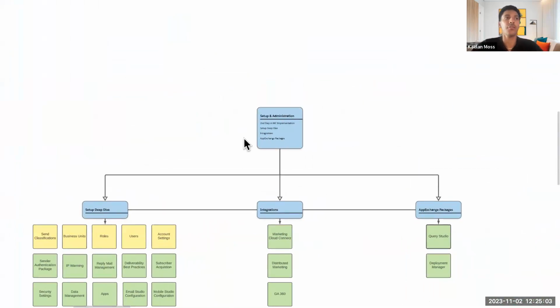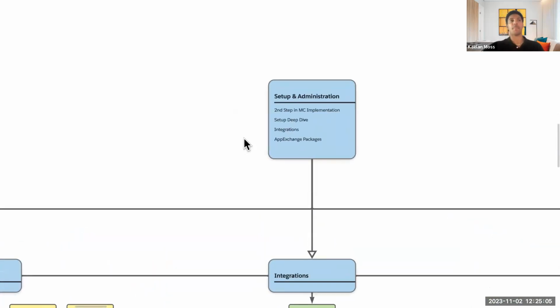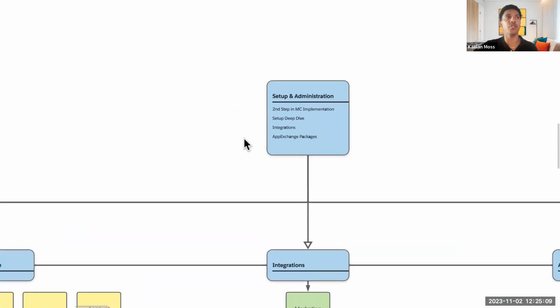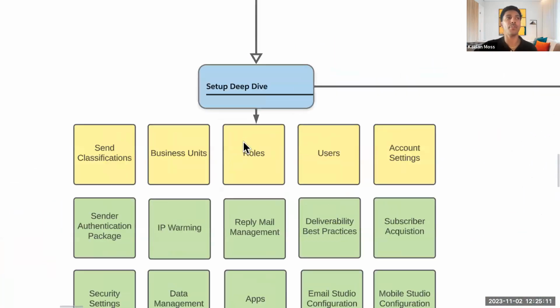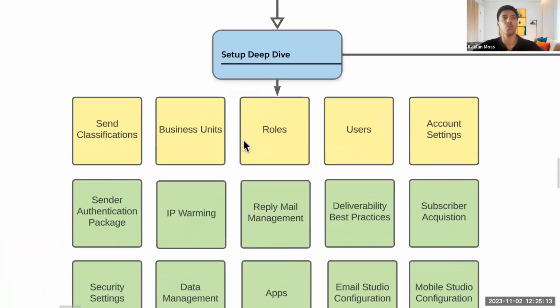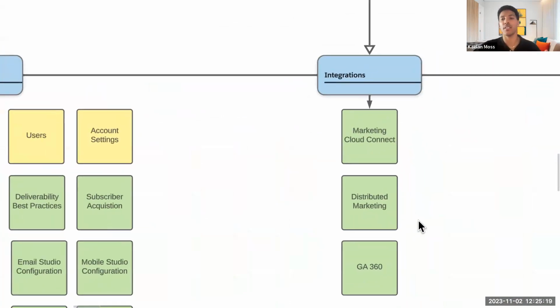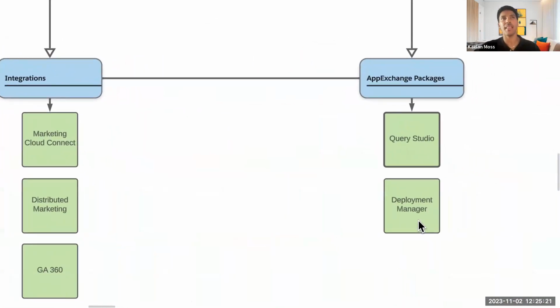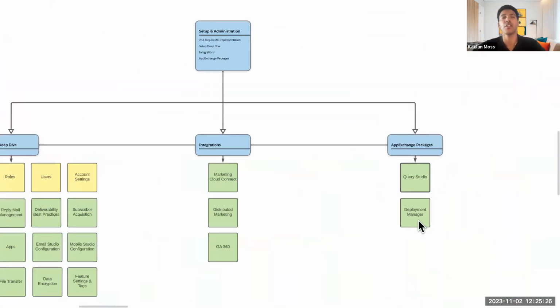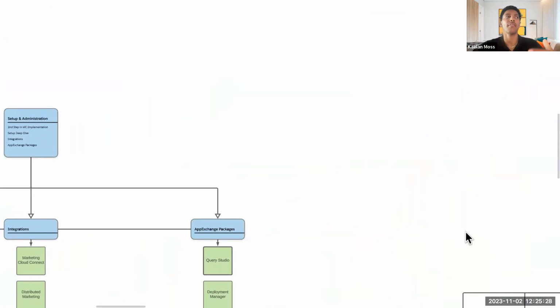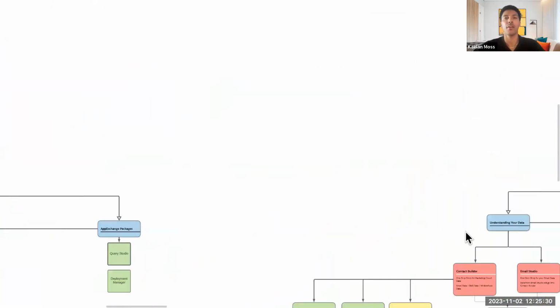So where the technical features of Marketing Cloud start is in setup and administration. So under setup and administration, you have a setup deep dive. You've got to understand business units, roles, reply mail management, different things like that. Understand Marketing Cloud Connect and the packages that you can install. And then things like deployment manager or now package manager, inside of the setup menu. So you've got to set Marketing Cloud up.